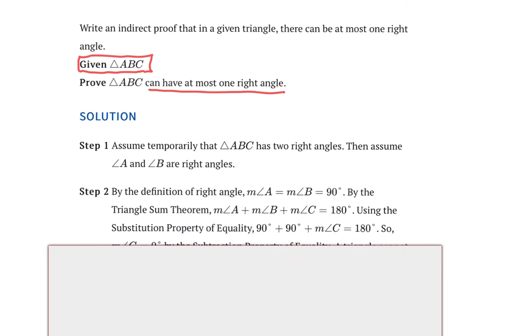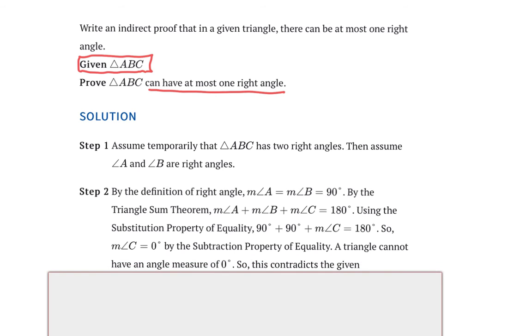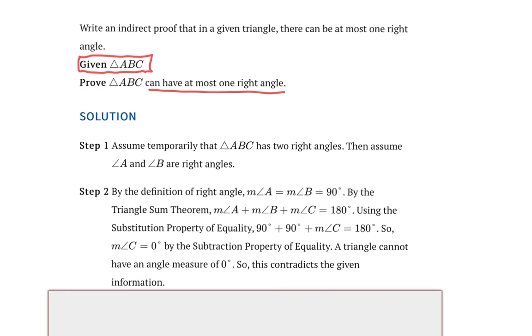And using that substitution idea, we can see if we have two right angles, already we've used up 180 degrees. Therefore, the other angle would have to be 0 degrees, and we can't have an angle of 0 degrees. So this contradicts the given information that we had assumed to be true. And that's called a proof by contradiction.